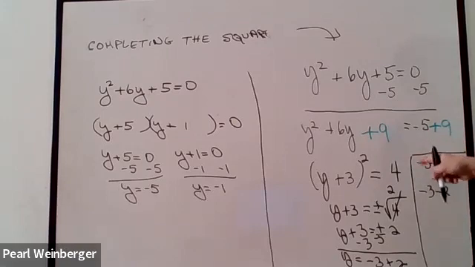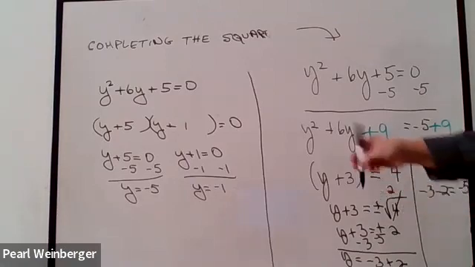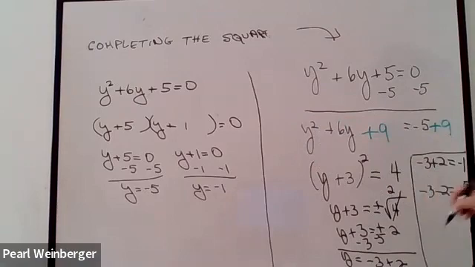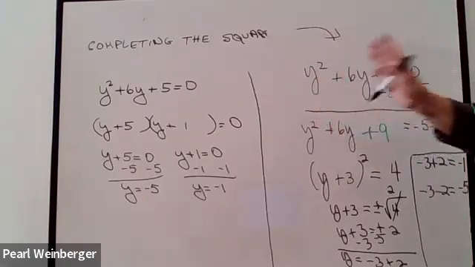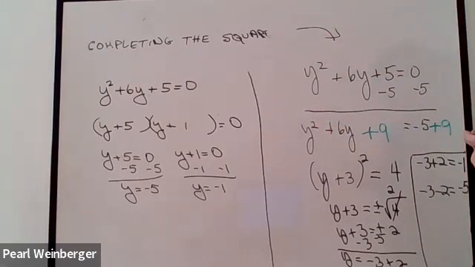But these are like numbers, they're both rational. -3 plus 2 is -1. -3 minus 2 is -5. And guess what I get as my answers? -5 and -1. Exactly the same answer. Which method is easier? I think if you can factor it, the factoring method is easier.